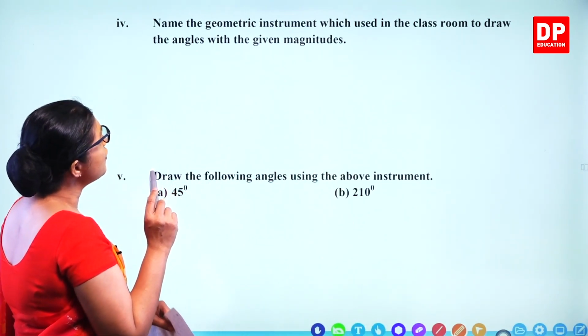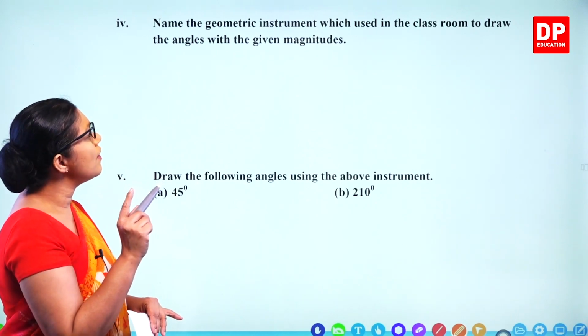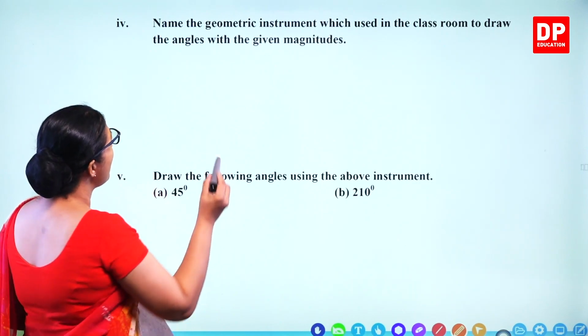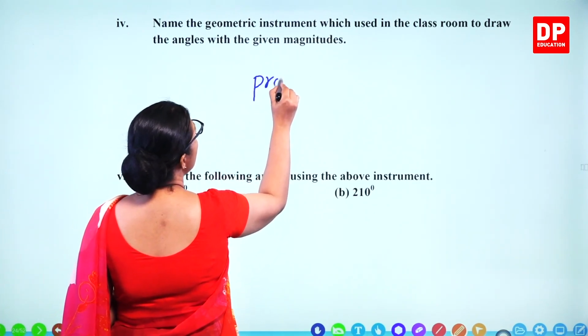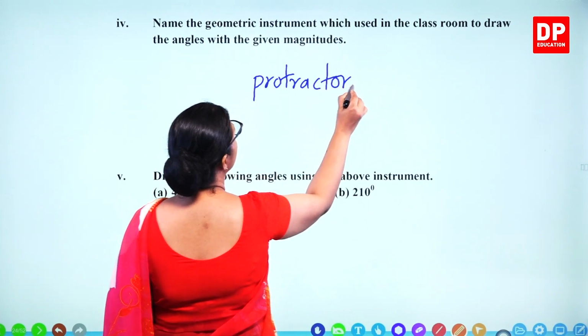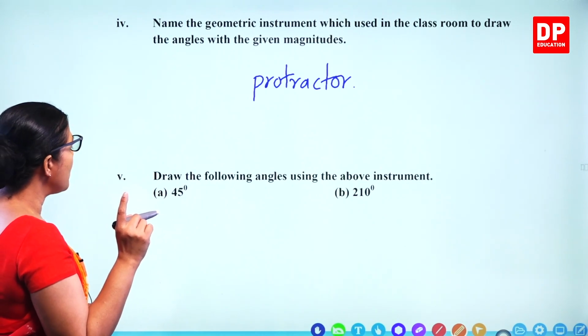Name the geometric instrument which is used in the classroom to draw the angles with the given magnitudes. So what do we use? The protractor. We use the protractor to measure angles. Draw the following angles using the above instrument.